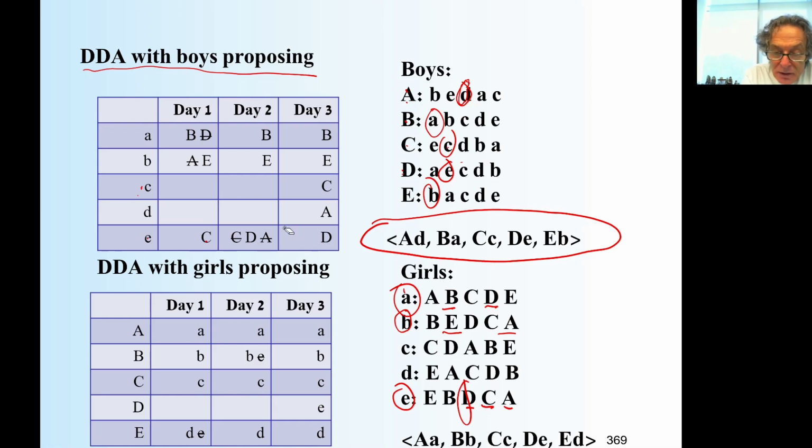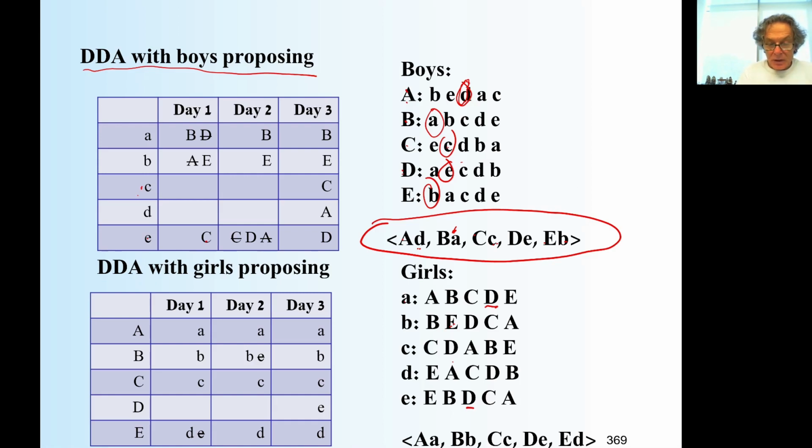What about the girls? Girl A got B, second on her list. Girl B got E, second on her list. Girl C got C, first on her list. Girl D got A, second on her list. And girl E got D, third on her list. Okay, so this is what we got here.